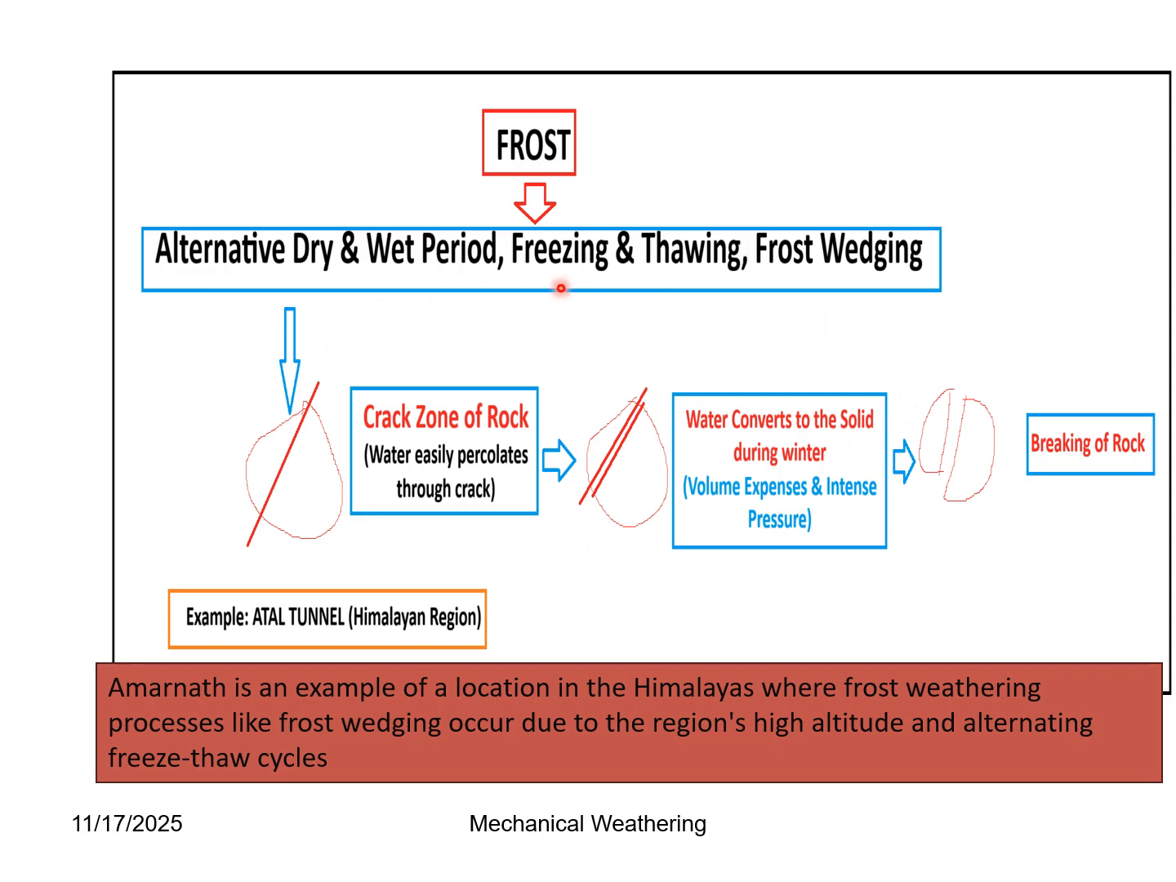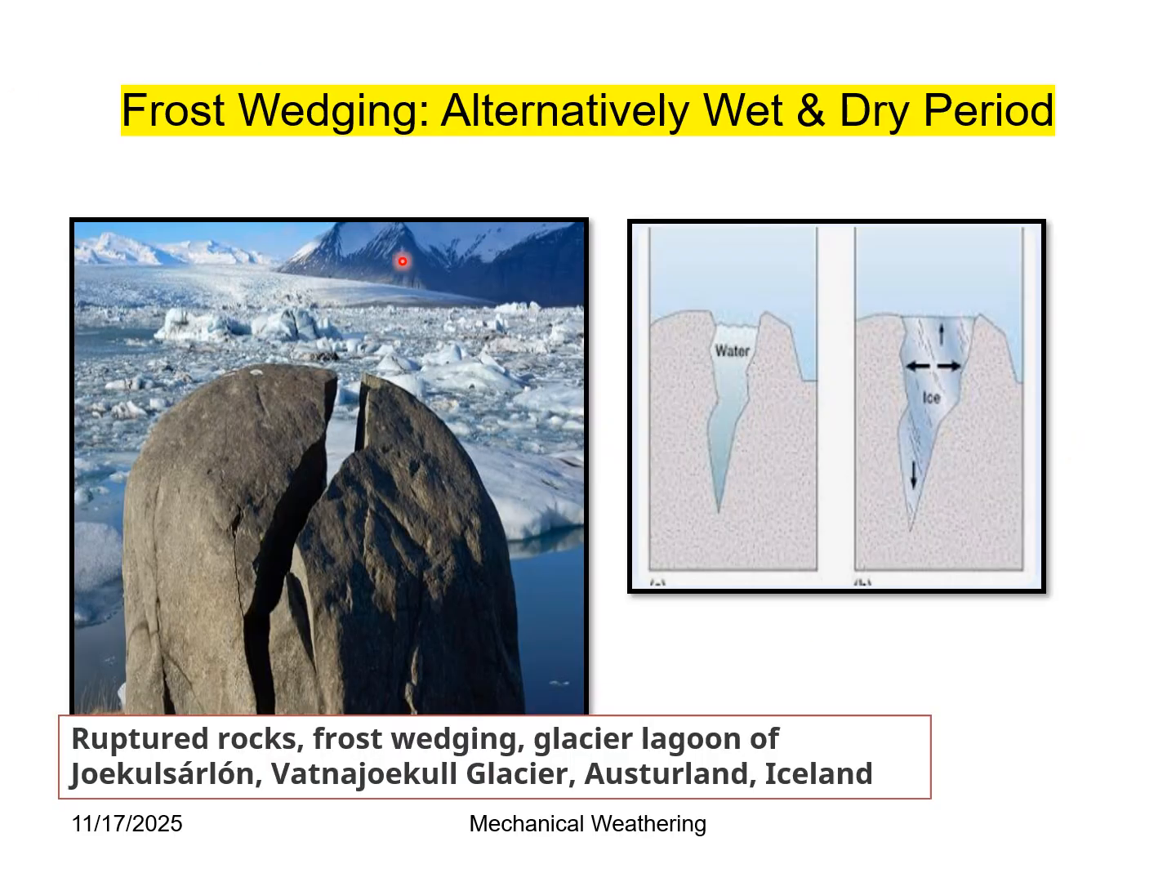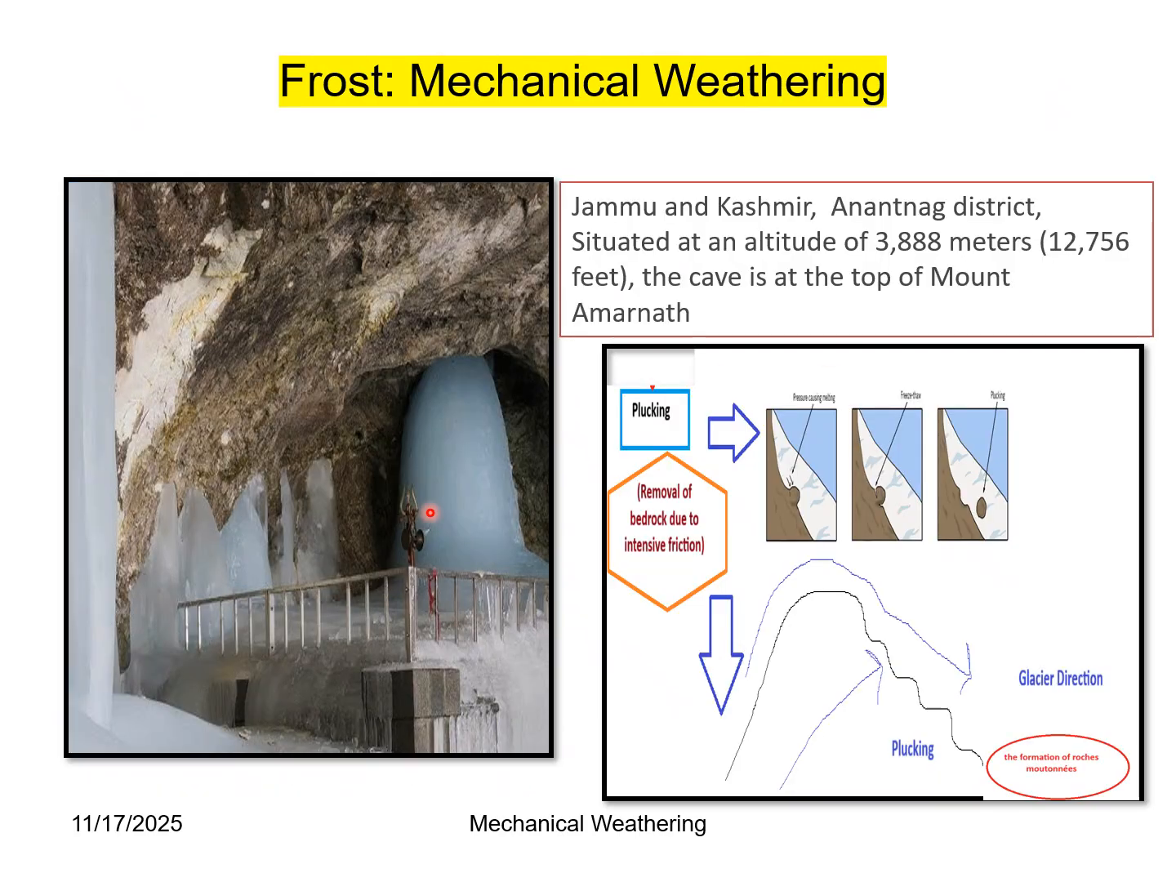It is very common in the Himalayan region, mountainous regions, and Arctic to subarctic climatic regions. Atal Tunnel and the Amarnath Cave, at its crack zone, are examples of that. Frost wedging is related to the alternate freezing and thawing of water, and the result is the breaking of the slope. And it's the Amarnath Cave. It's a perfect example of frost wedging.